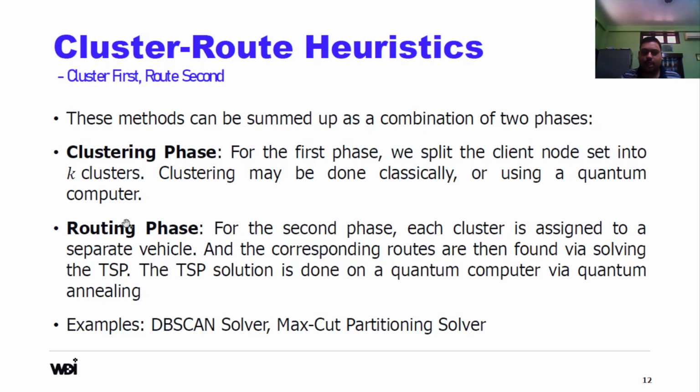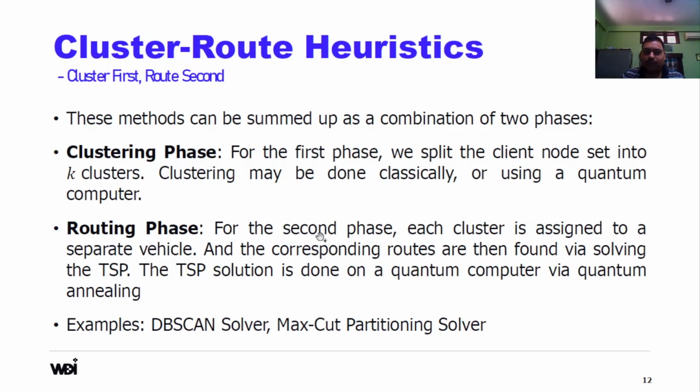More specifically, I shall be talking about the cluster-first route-second and route-first cluster-second types of heuristics for solving the vehicle routing problem. So to start off, let us look at the cluster-first route-second heuristics. These are essentially based on 2 phases for solving the vehicle routing problem. In the first phase, we cluster the set of client nodes that we have into k clusters. The k is the number of vehicles, and we assign each vehicle to one cluster.